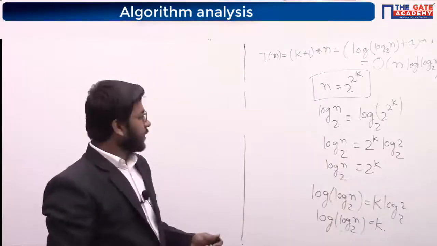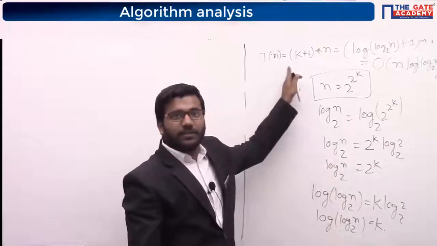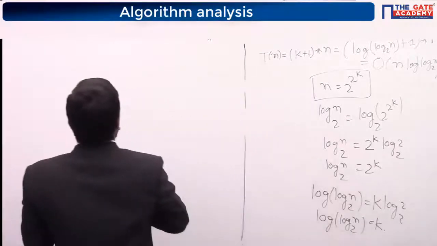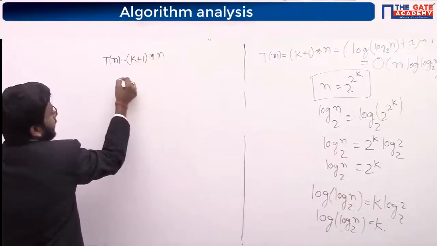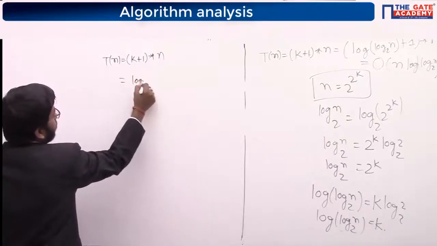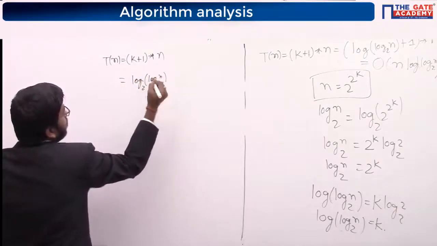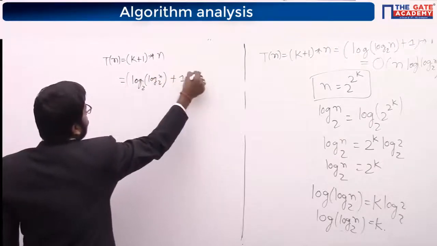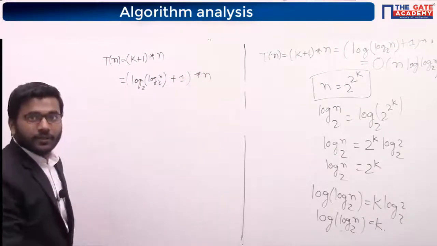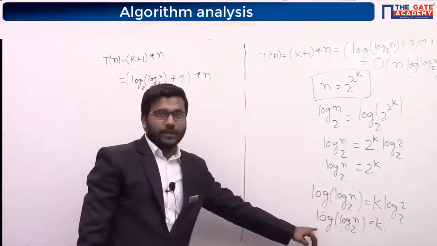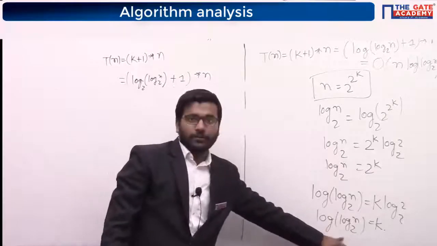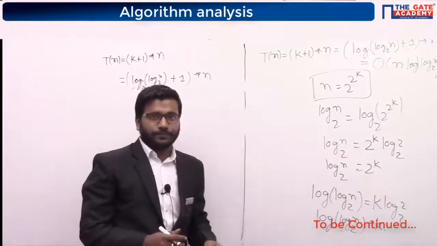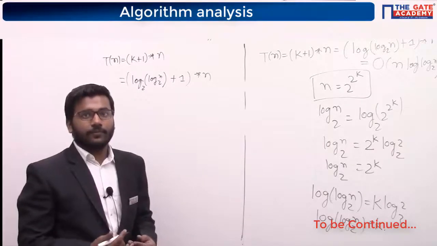The last line, this one there. See, T(n) is equal to k plus 1, we have seen, into n, and k we found out is log of log n base 2, plus 1, into n. So this one you are asking: how did we get k equal to log of log n base 2? This one there. Got it. Okay.